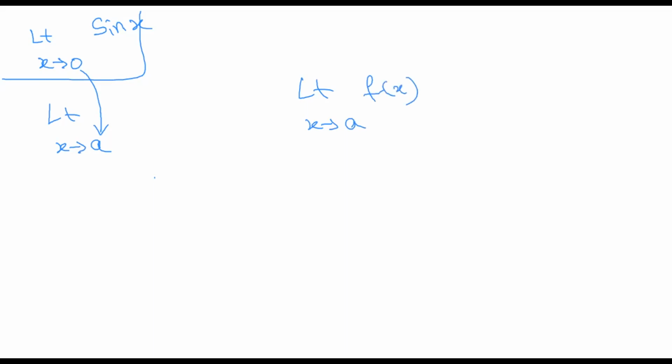We know the limit exists when the left hand limit is equal to the right hand limit, correct? What is the right hand limit for this? Limit f of x when x tends to a plus, we have one formula, right? It is limit h tending to 0 of f of a plus h, correct? The same thing you will use over here. Wherever there is a, you will just use a plus h.